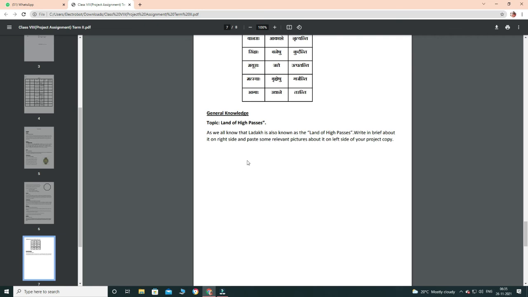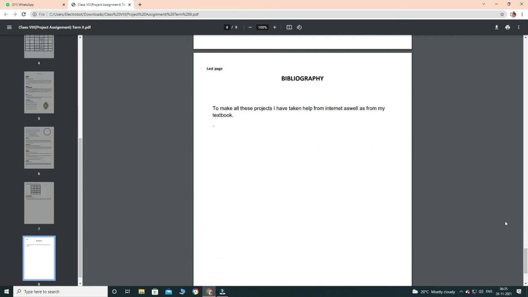Next comes the bibliography. This is going to be the last page, and this is the bibliography, and you have to write to make these projects, I have taken the help of internet as well as from my textbook.